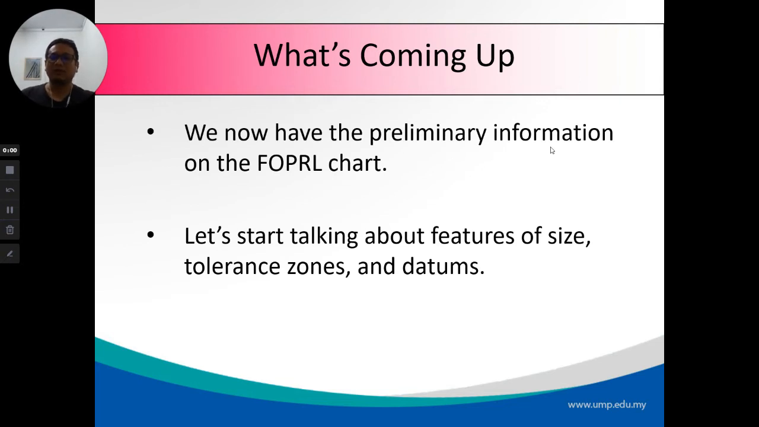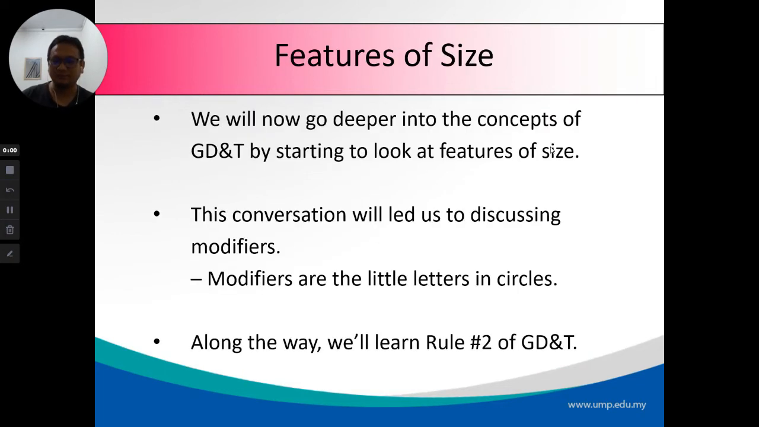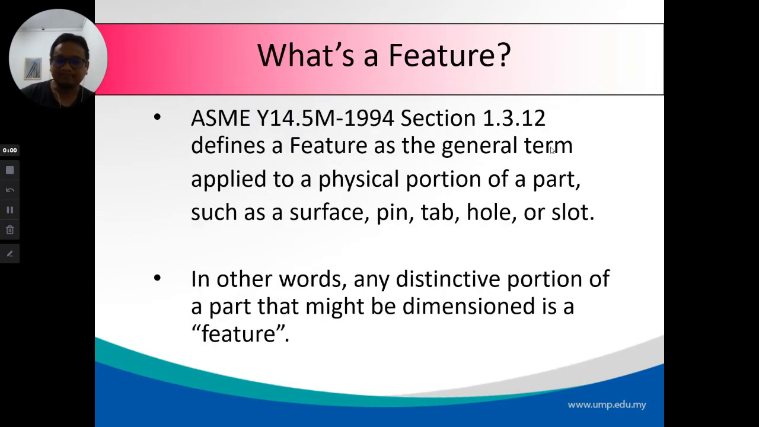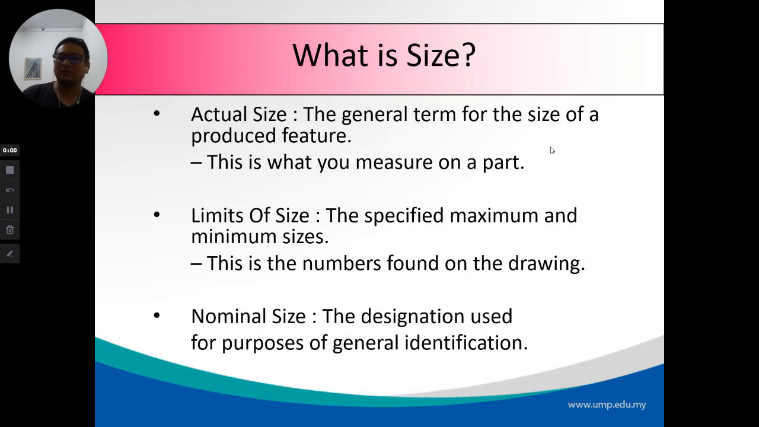Now let's talk about how we can explain it in a sentence. ASME Y14.5 1994 defines a feature as a general term applied to a physical portion of a part, such as a surface, pin, tab, hole, or slot. So in other words, anything related to these might be explained as a feature.